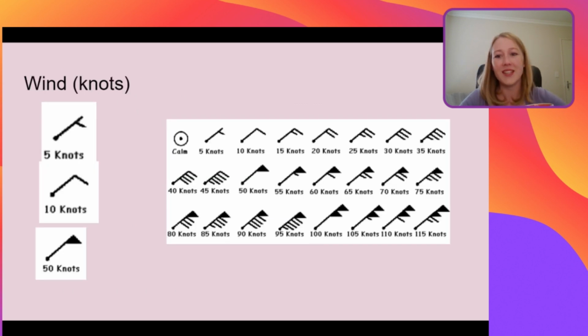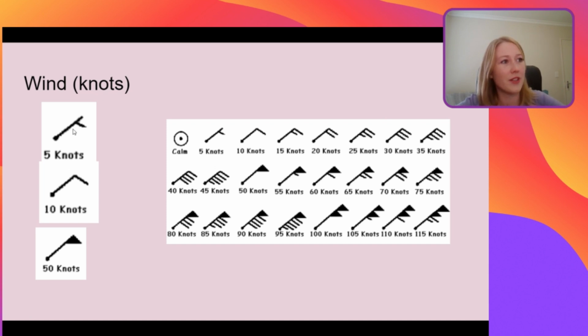Okay. The next one is wind, and we record wind speed in knots. My students often ask me, like, how do we convert it to kilometers an hour or meters per second or whatever else? You don't need to. You just need to be able to read it from this. Okay, so I have it broken down for each symbol, but I'm going to show you that it's a lot easier to learn these 3 symbols than every single one of these. And you're going to realize that it's just a matter of counting.